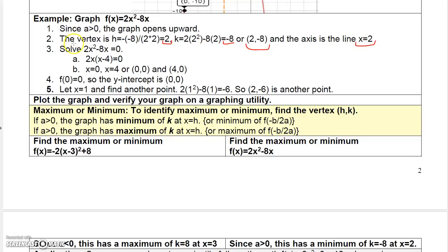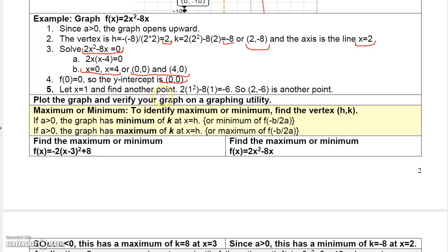And then if you set this equal to 0, you can solve it by factoring. You can get your x-intercepts by just factoring 2x out. And you see that the solutions are 0 or 4. So it crosses the x-axis at (0, 0) and (4, 0). And when x is 0, you get (0, 0). So (0, 0) is an x-intercept and a y-intercept.